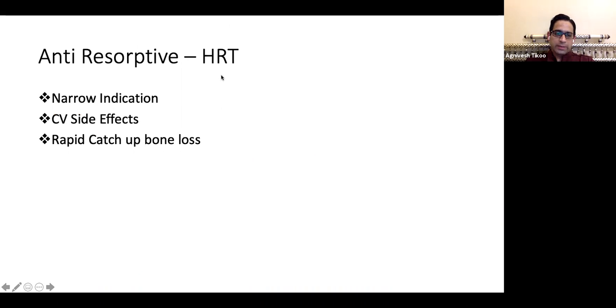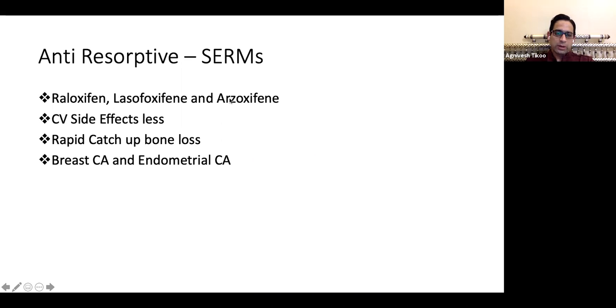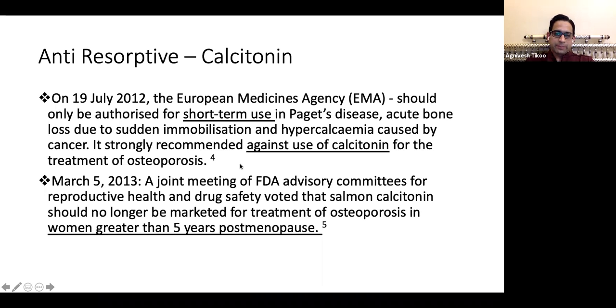Anti-resorptives like hormonal replacement therapy have very narrow indications. They have cardiovascular side effects and also rapid catch-up bone loss. That's why they are not very popular. And the same problem applies with the selective estrogen receptor modulators. And there are also increased risks for endometrial and breast CA.